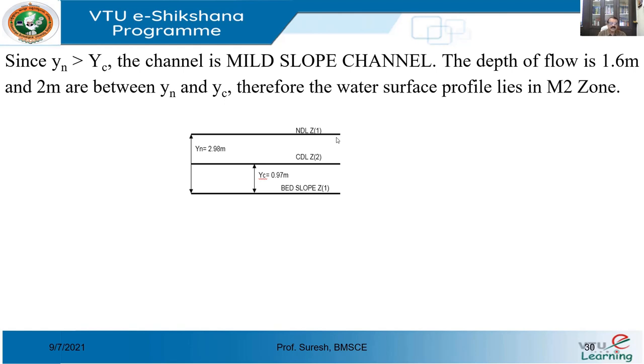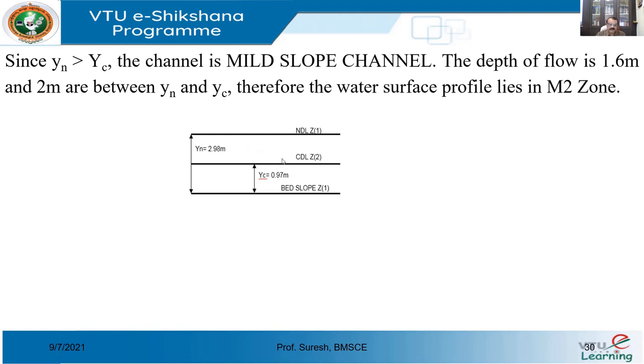Now second part. In which zone does the water surface profile lie? The depth of flow at section 1 is 1.6 meter, and at section 2 it is 2 meter. Now, compare these values with the normal depth and the critical depth. Normal depth is 2.98 and the critical depth is 0.97. These 1.6 and 2 meters are above the critical depth, and these two values are less than the normal depth. So what conclusion are you going to draw? This water profile lies in zone 2.